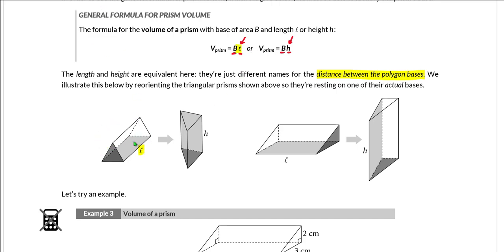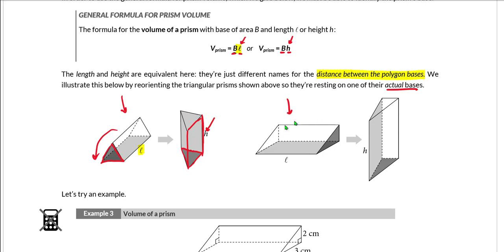So let's take a look. These 2 triangular prisms we've already seen, this one here and this one here. What we're going to do is we're going to tip these or reorient these so that they rest on one of their actual bases. So I'm going to take this triangular prism, I'm sort of going to tip it forward, and now we can see that we are resting on the triangular base here. We're now resting on that, and the height of this prism is the length of one of those rectangular faces. So there's one of the rectangular faces over here on the right, the shaded ones on the back, and the length of that rectangular face is also our height.